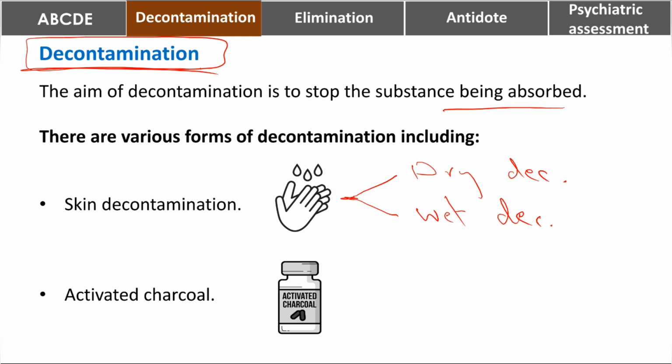In this type of decontamination, you may use a towel or a tissue paper, and then you clean it. In wet decontamination, you may use water in order to wash it off. Activated charcoal is used in 50-gram doses if within the first hour of the poisoning. The patient should be conscious and not in a coma, because if comatose, it may lead to aspiration pneumonia.